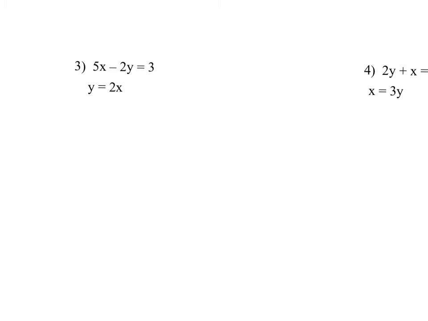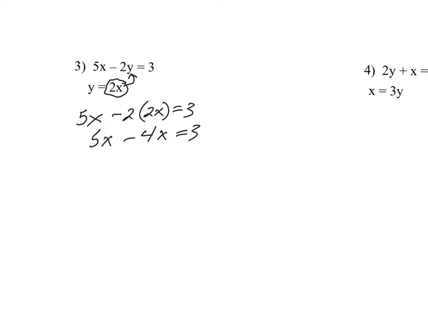Number 3, same idea, except now it's not y equals a number, it's y equals 2 times x. So that's what I'm substituting in for y. Okay, so 5x minus 2 times 2x equals 3. I have 5x minus 4x equals 3. And 5 take away 4 is 1x or just x. So now I know exactly what x is equal to. Okay, I've got one part of the solution, that's 3.